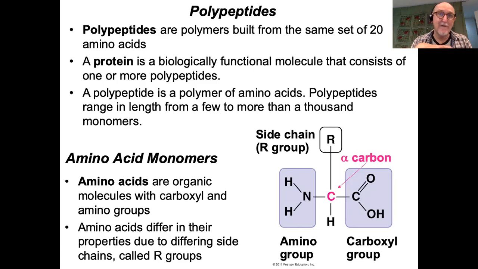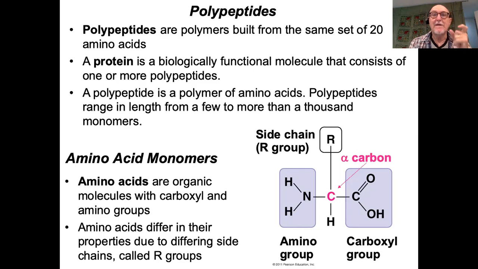All proteins are, in fact, polypeptides. But a polypeptide is not yet a protein. A protein is a mature, functional molecule. The polypeptide is simply the original string of amino acids put together. That is the polypeptide basis of the protein. Various things happen to take a polypeptide and turn it into a mature functioning protein. So the polypeptide is a polymer of amino acids.